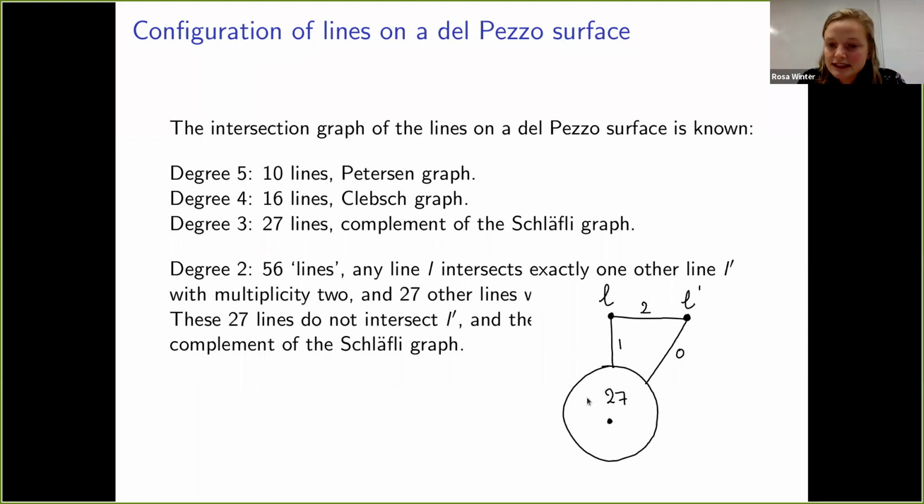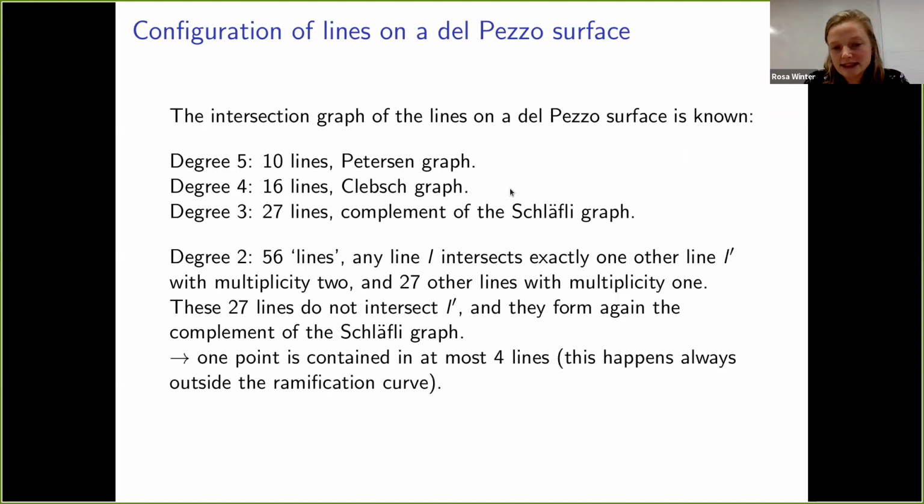So also from this, you can see that the maximal number of intersecting lines is 4, because we know that here the maximal number is 3, and there's at most 1 that intersects 3 such exceptional curves. So 1 point is contained in at most 4 lines. And we also know that this always happens outside the ramification curve if you see the Del Pezzo of degree 2 as a double cover of P2.